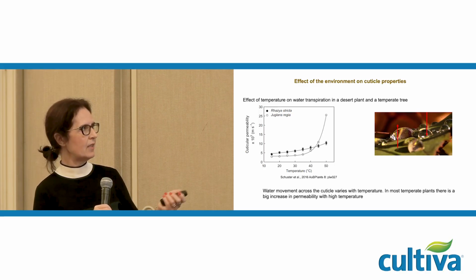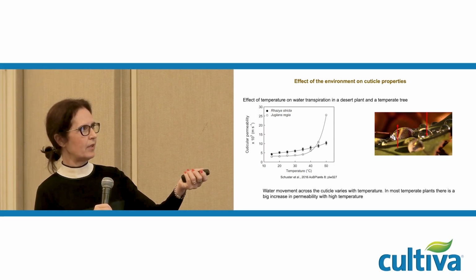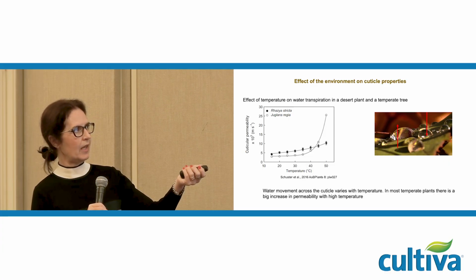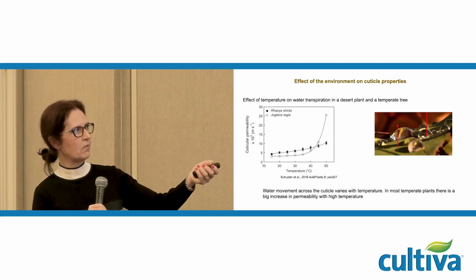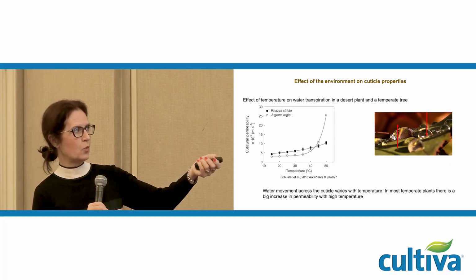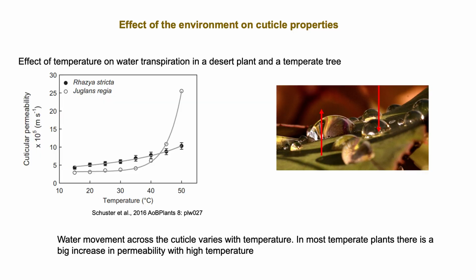However, in the desert plant, the water barrier increases every time the temperature increases, but it does so very, very slowly, so that when you reach 50 degrees Celsius, it actually protects its water much better than that of a temperate plant. So, as I said, the water movement across the cuticle depends on the temperature. And unless we are talking about desert plants or plants acclimated to very, very harsh conditions, it will increase with temperature.